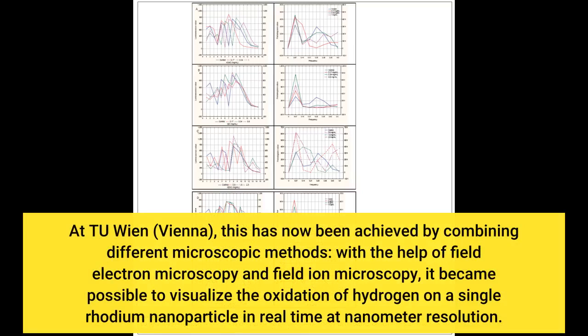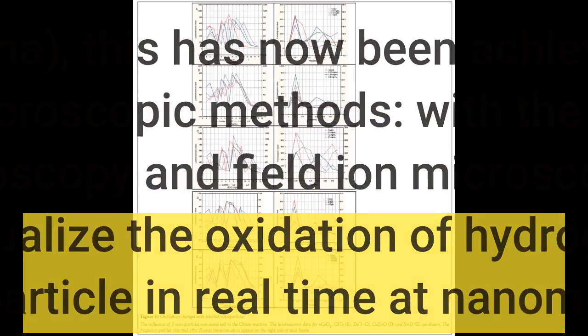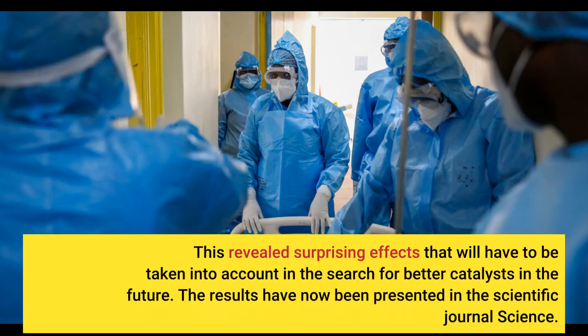With the help of field electron microscopy and field ion microscopy, it became possible to visualize the oxidation of hydrogen on a single rhodium nanoparticle in real time at nanometer resolution. This revealed surprising effects that will have to be taken into account in the search for better catalysts in the future. The results have now been presented in the scientific journal Science.